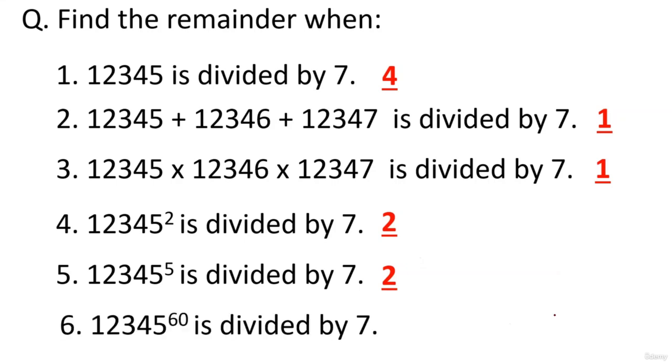12345 raised to 60 is divided by 7. Okay, now what did we learn a while ago, guys? The remainder of 12345 divided by 7 will be 4, right? So here 12345 raised to 60, so basically we now have to raise the remainder to the power 60, right? So I need to basically find the remainder when 4 raised to 60 is divided by 7.